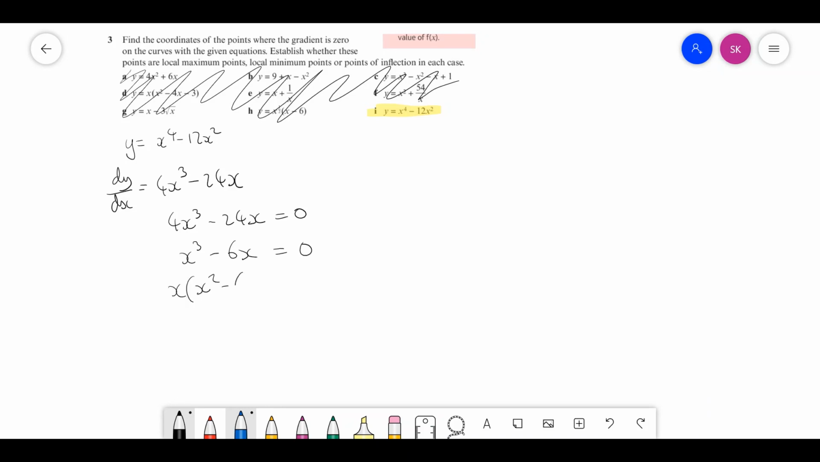Factorize, solve. I get x equal to 0, and I also get x squared equal to 6, which means x equals plus or minus root 6. So I'm going to write those out slightly apart because it's going to help for my working for the next part of the question.